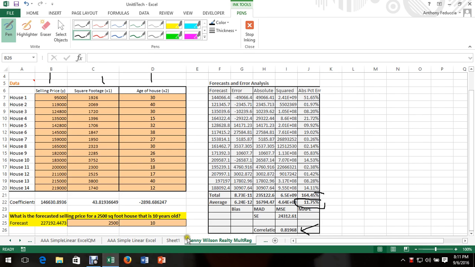So these are two examples of linear regression and multiple regression for you to use here in Unit 6.